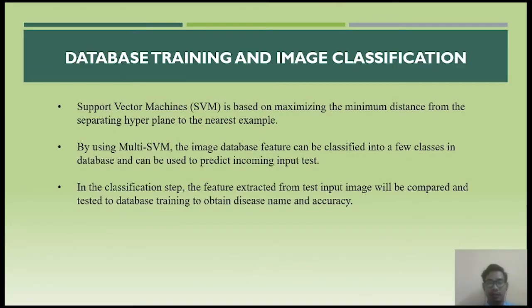Database training and image classification. For database training, we use multi-SVM. Support vector machine, SVM, is based on maximizing the minimum distance from the separating hyperplane to the nearest data point. By using multi-SVM, the image database features can be classified into a few classes in the database and can be used to predict incoming input test images. In the classification step, the features extracted from the image will be compared and tested against the database training to obtain the disease name and accuracy.